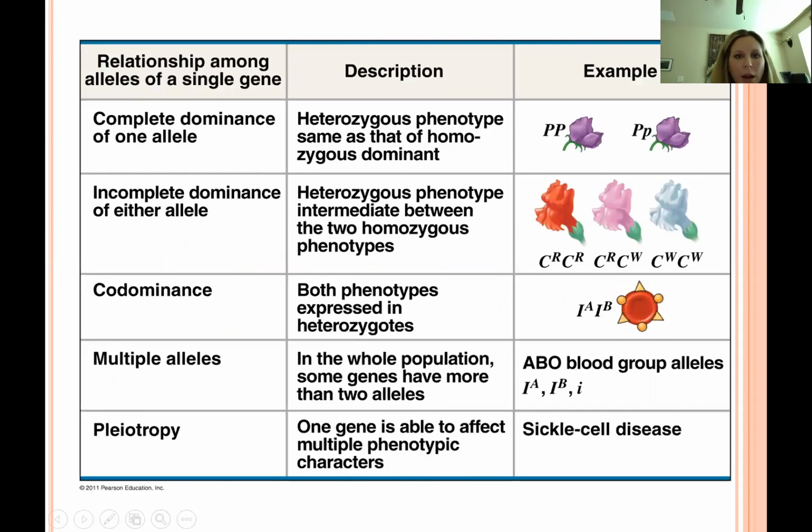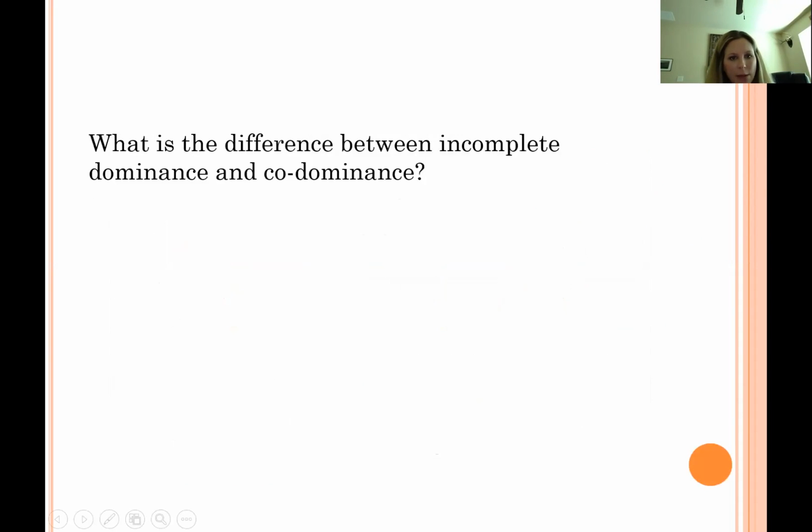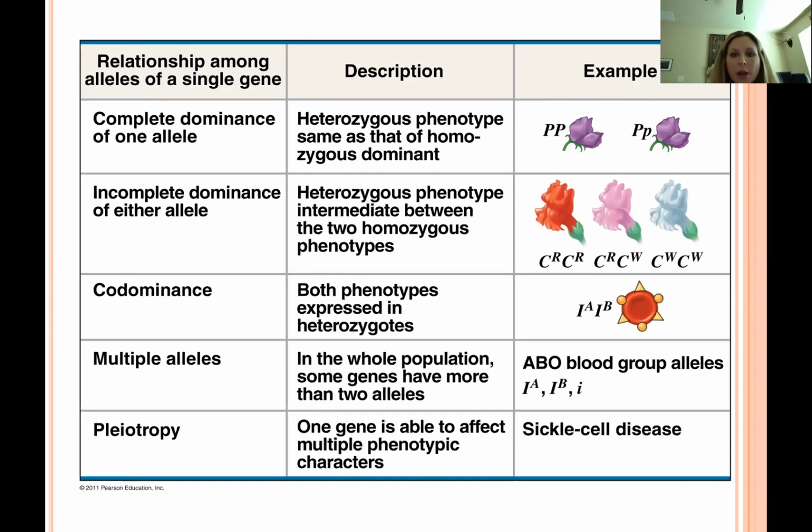Other words that I think are important to know. We've done polygenic inheritance, and I gave you the skin color and height examples. Complete dominance, we already talked about that. Incomplete dominance, we already talked about that. Codominance, we already talked about: both traits are expressed at the same time. Multiple alleles, we talked about that. ABO blood groups have 3: we're dealing with A, B, and i instead of just A, B.